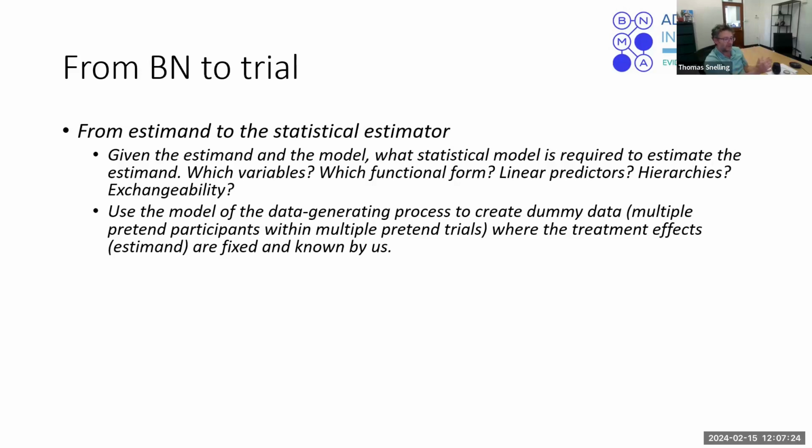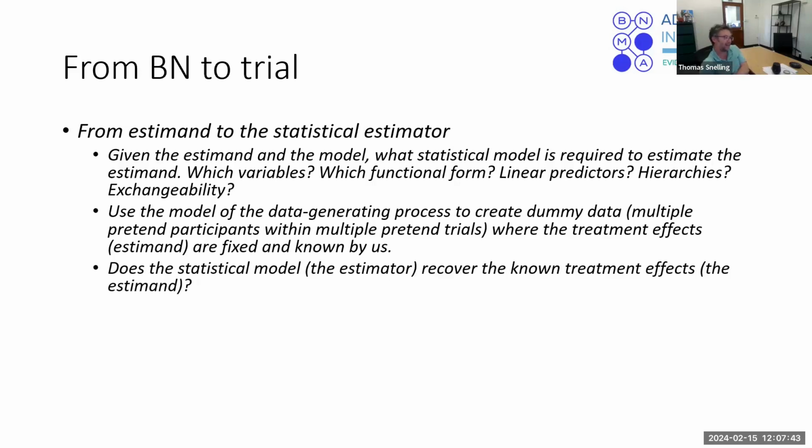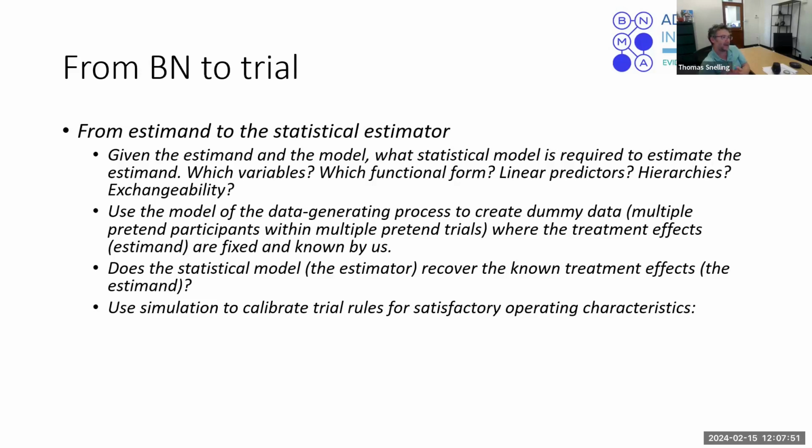model, and then we use that Bayesian network model as a basis for generating dummy data, so multiple pretend participants in a trial across multiple pretend trials, but where we take the treatment effects to be fixed and known by us. And then our question is, does that statistical model, which is our estimator, recover the known treatment effects? That is the estimand. So is the statistical model fit for purpose? And then we use simulation to calibrate trial rules for satisfactory operating characteristics of that trial.